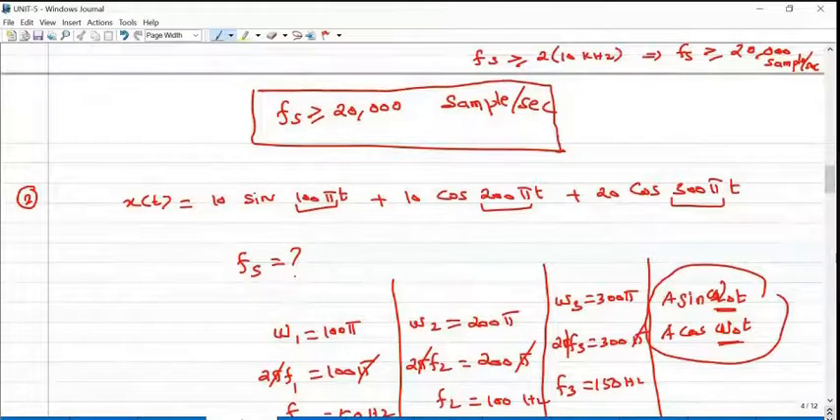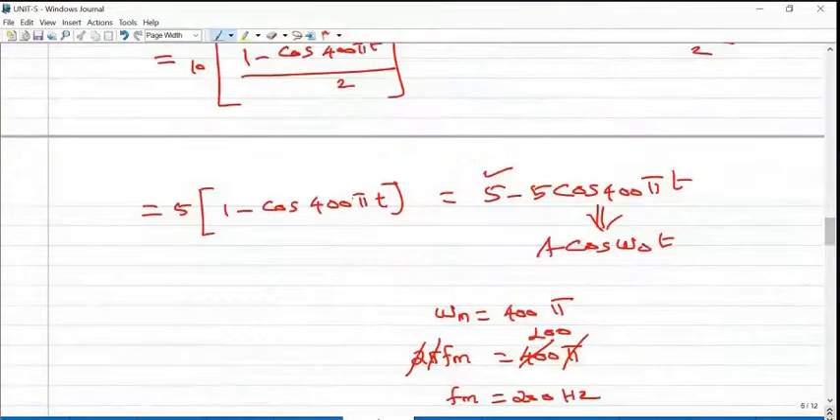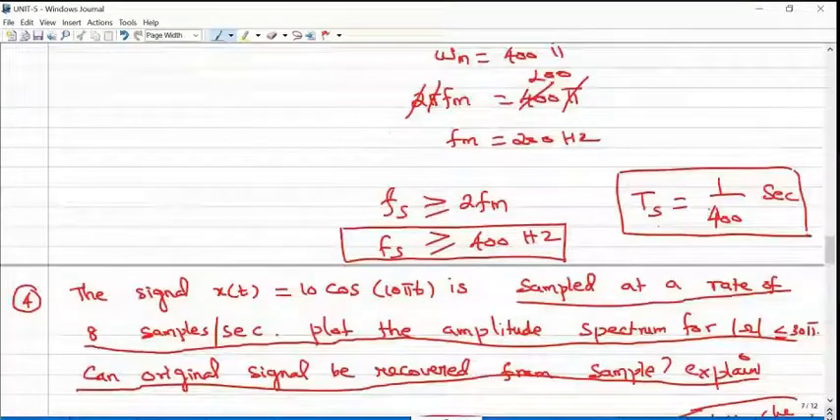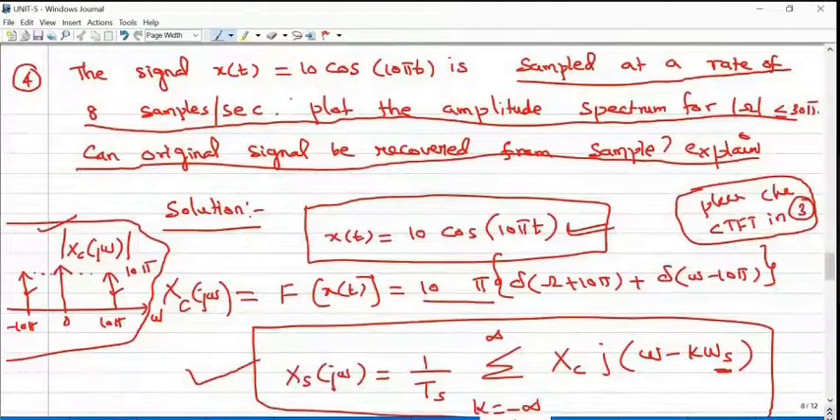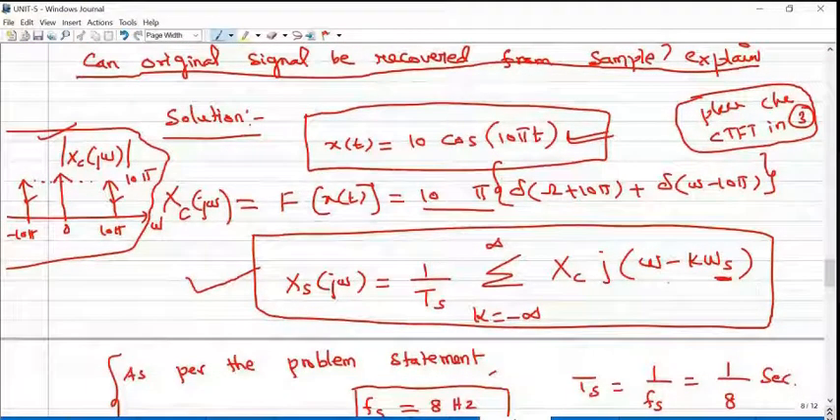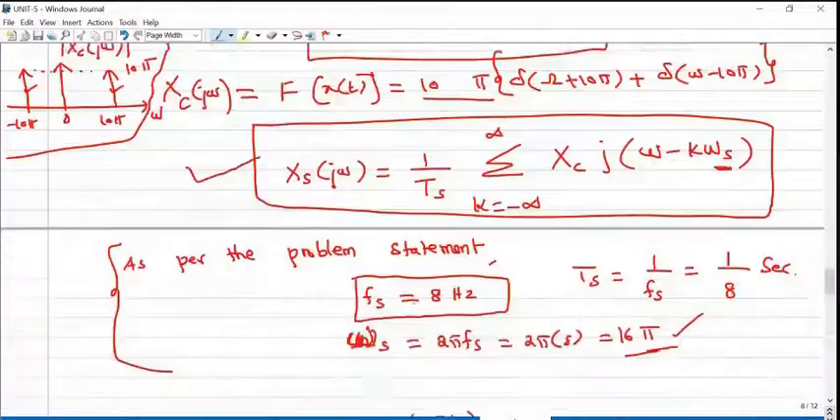Second possibility, more than one signal will be given. Third one, sine square theta or cos square theta, or sine A sine B, cos A cos B, in that format. And then the general format: they will give some signal, they provide their own sample rate, and we need to plot the amplitude spectrum for their specification. And we have to derive our sample rate as per the Nyquist sample rate and give some conclusion.